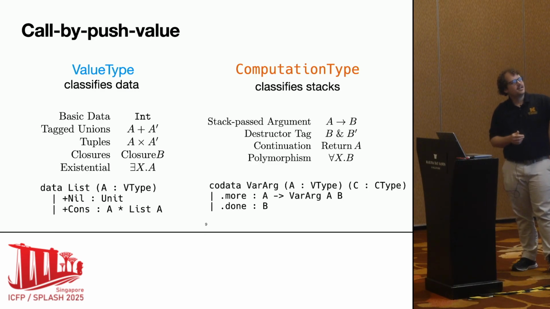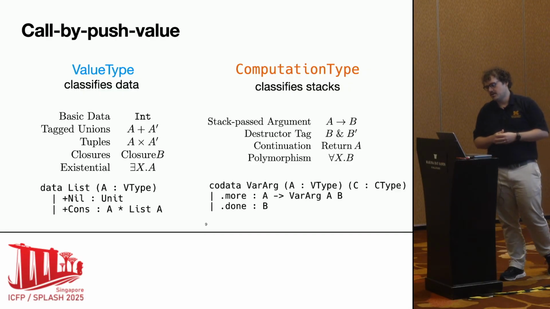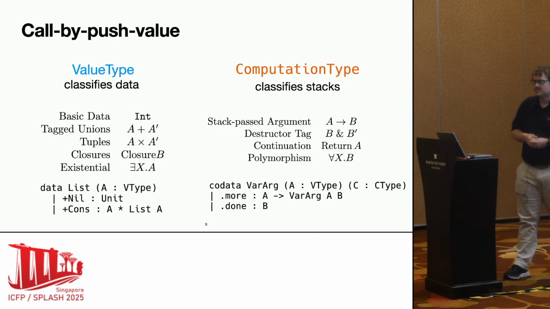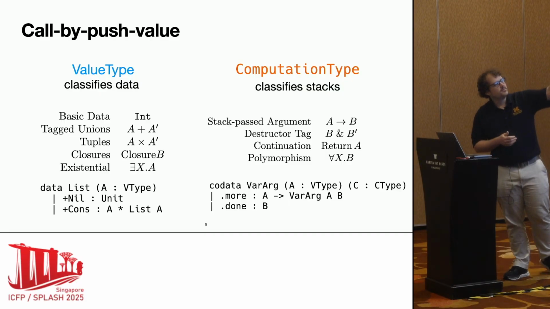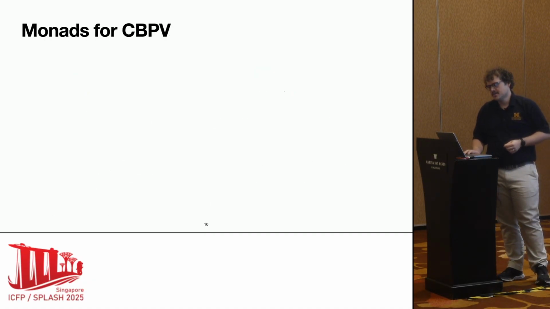the returning type A, which is the continuations that are implemented on the stack, and we have polymorphism as well. And the recursive version of this is we have co-data types. So for example, we can implement a stack-based implementation of a multi-argument function this way. Okay? So how would you do it, right?